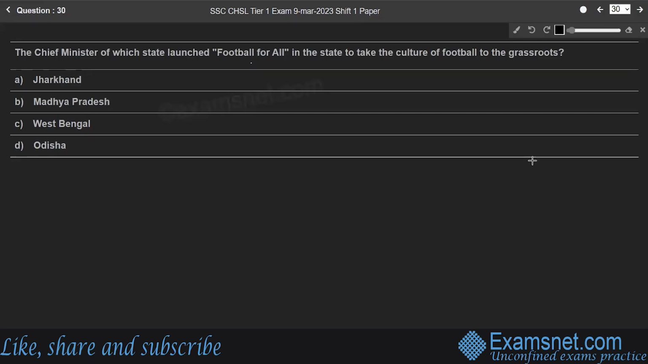Question 30. The Chief Minister of which state launched Football for All in the state to take the culture of football to the grassroots? So, Chief Minister of Odisha state launched Football for All. Odisha CM Naveen Patnaik on 10th October 2022. He launched Football for All in the state to take the culture of football to the grassroots.